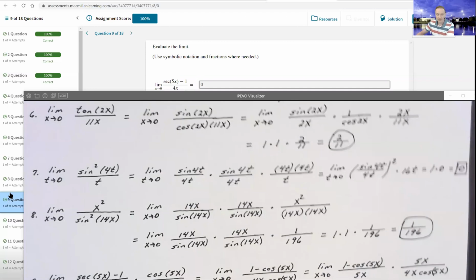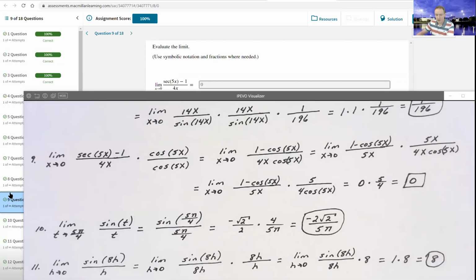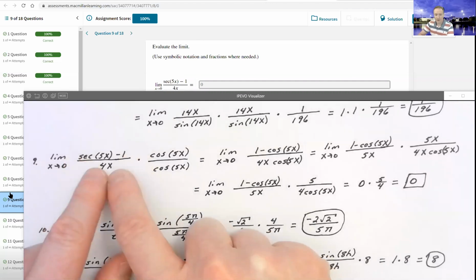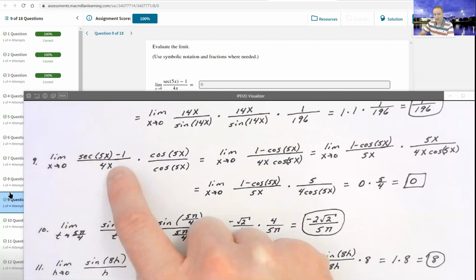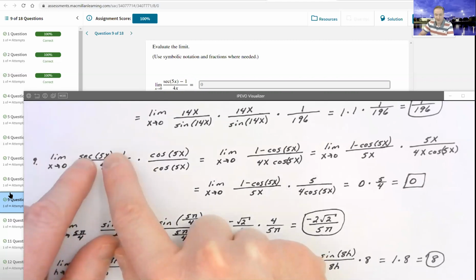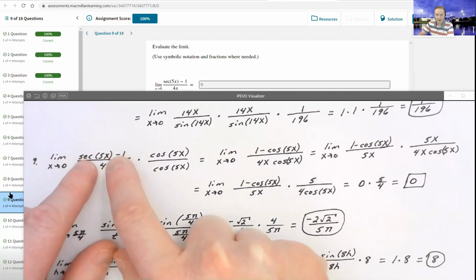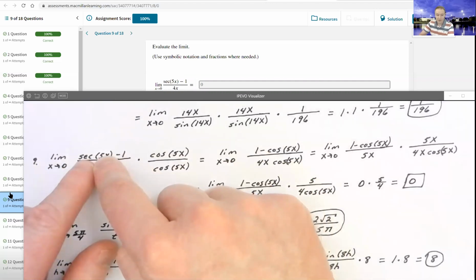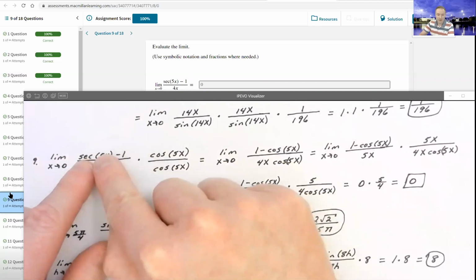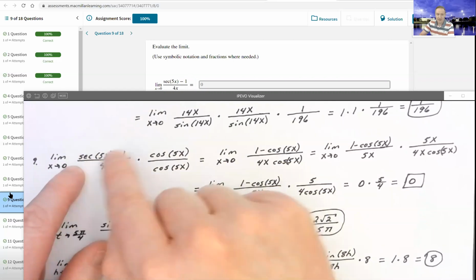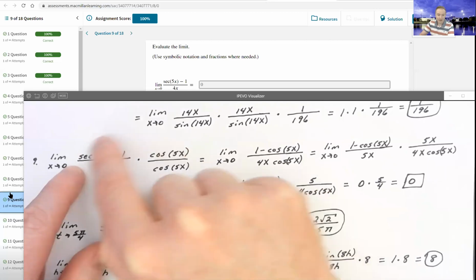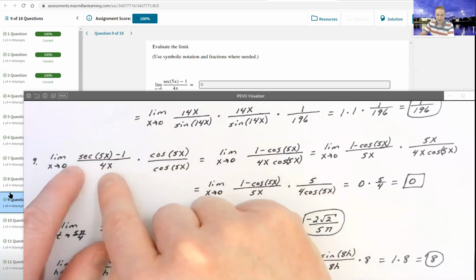The next one here, number 9. You're taking the limit as x approaches 0 of the secant of 5x minus 1 over 4x. So as soon as I looked at this problem, I'm thinking, well, the secant, it's 1 over the cosine of 5x. That automatically puts a fraction inside of your fraction. So my first step in thinking, how is this going to simplify? I'm going to get rid of the fraction in the fraction by getting rid of that secant by multiplying by its reciprocal, the cosine of 5x. And if I do that in the numerator, I must also do it in the denominator.